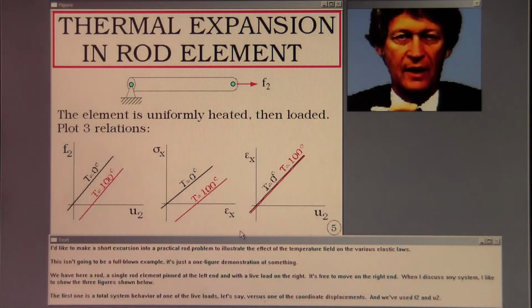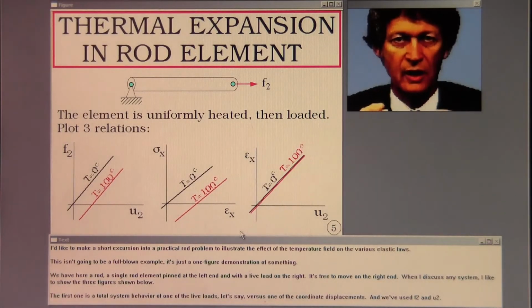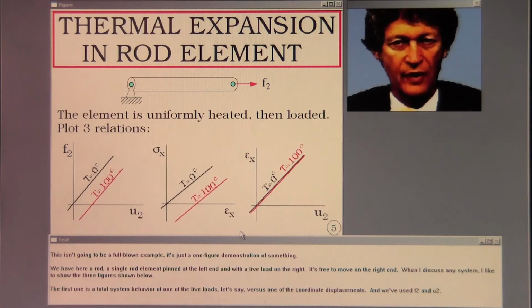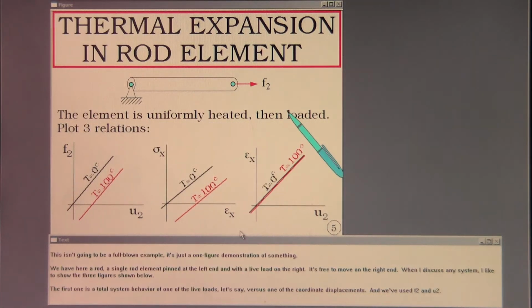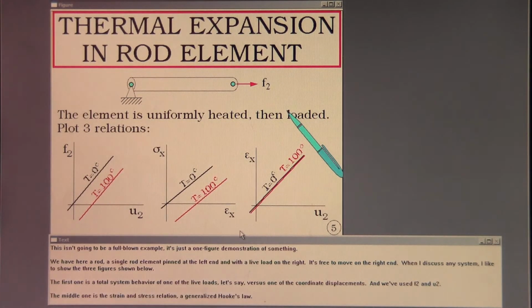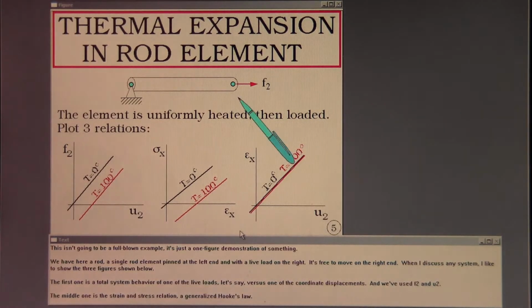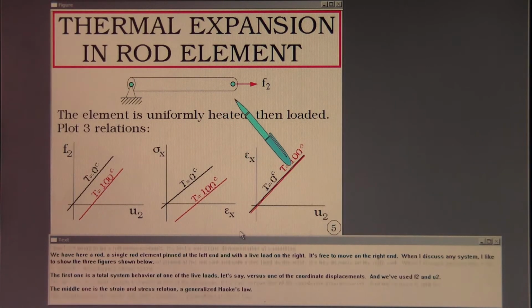I'd like to make a short excursion into a practical rod problem to illustrate the effect of the temperature field on the various elastic laws. This isn't going to be a full-blown example, it's just a one-figure demonstration of something. We have here a single rod element pinned at the left end and with a live load on the right. It's free to move on the right end.